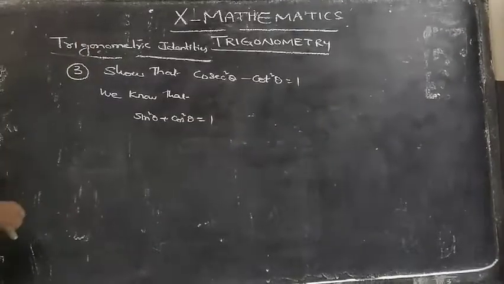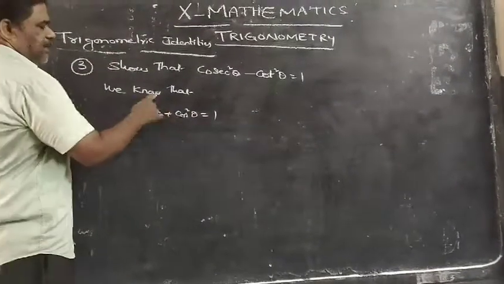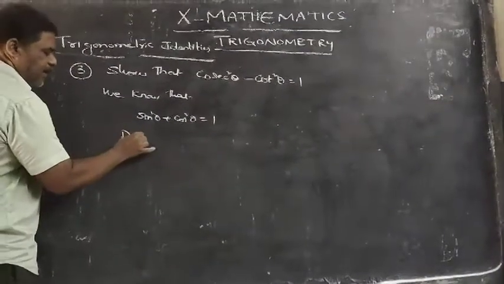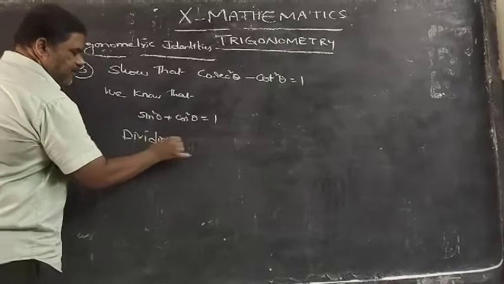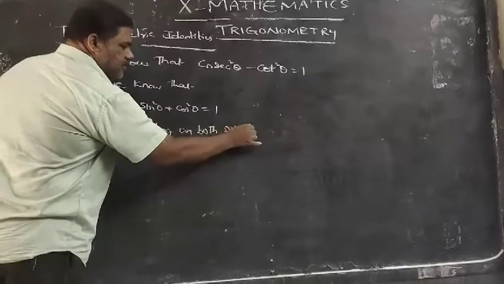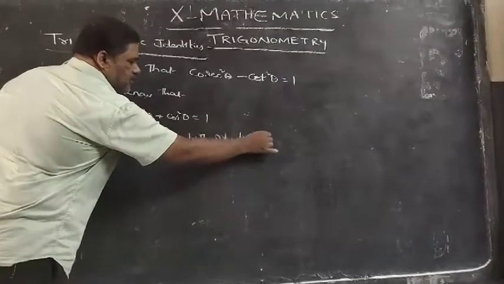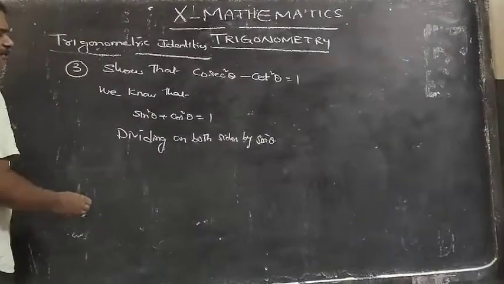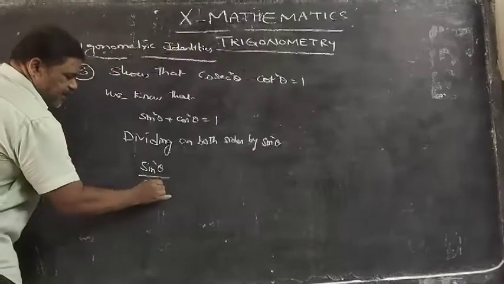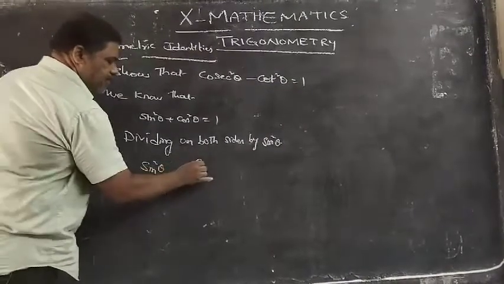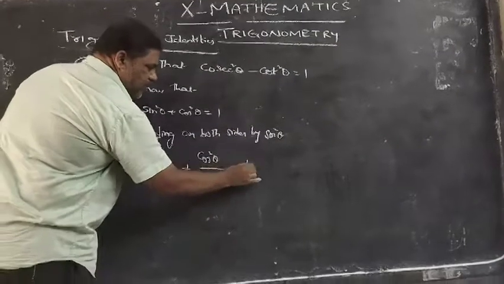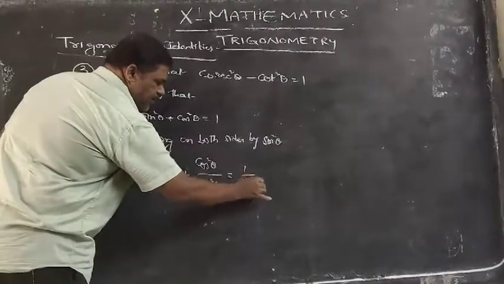Let us consider the first identity. In the previous one we divided on both sides by cos square theta. Now dividing on both sides by sin square theta. Let us divide each term by sin square theta. So it is sin square theta by sin square theta plus cos square theta by sin square theta is equal to 1 by sin square theta.